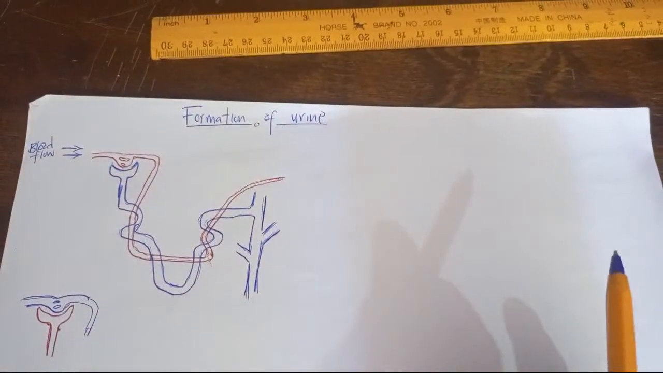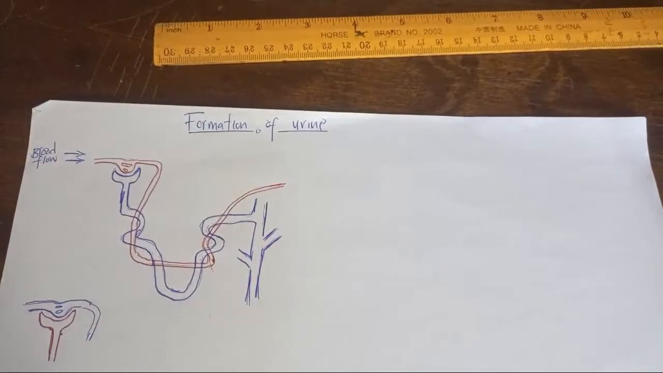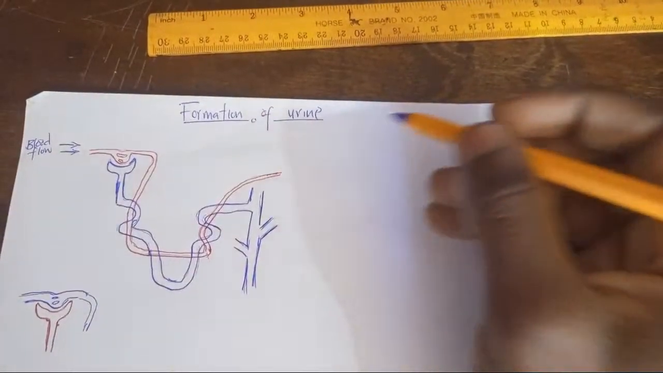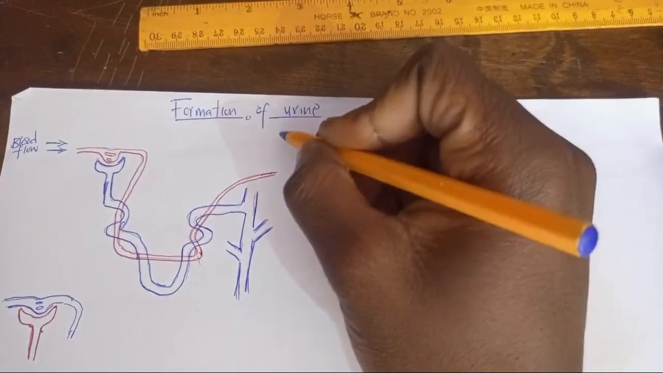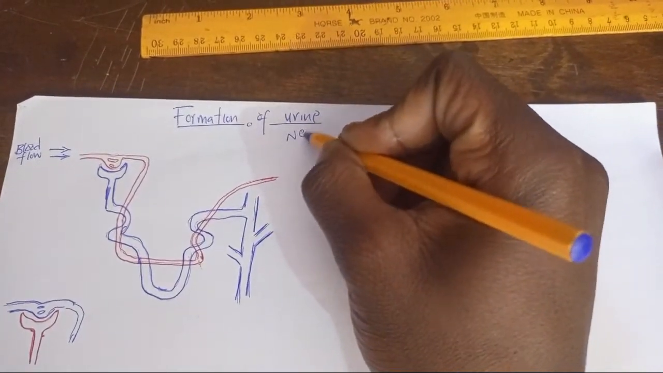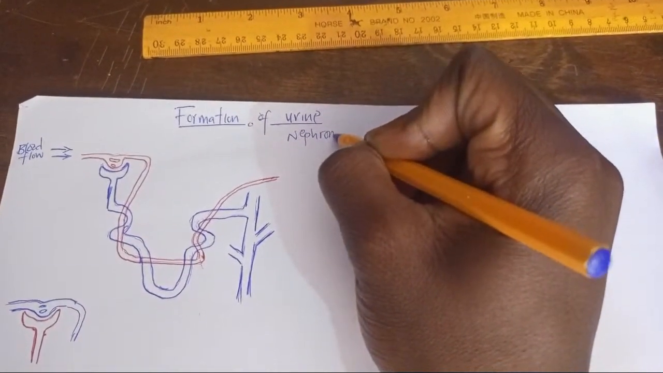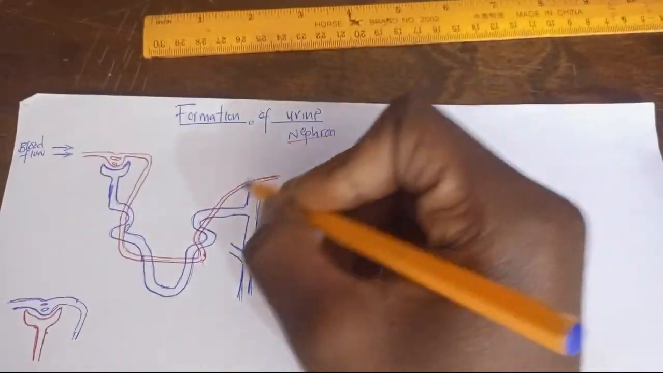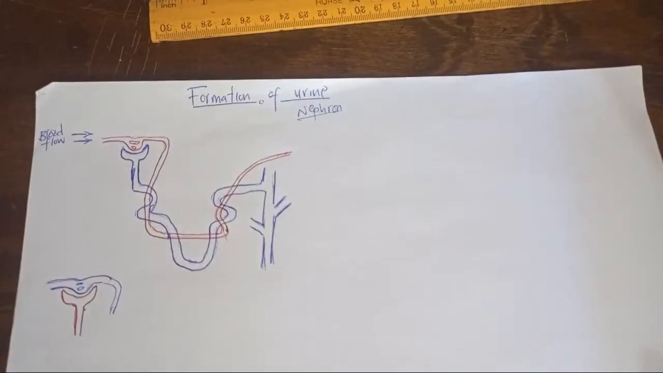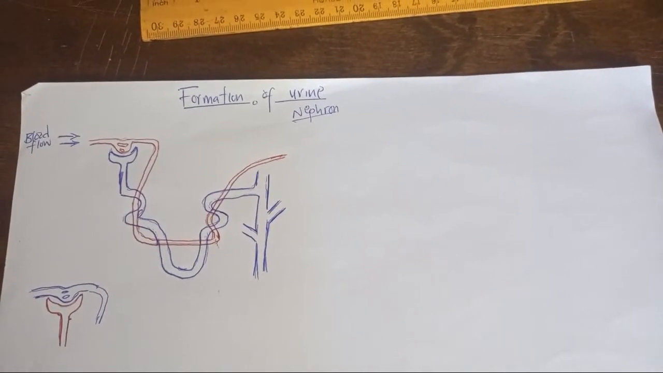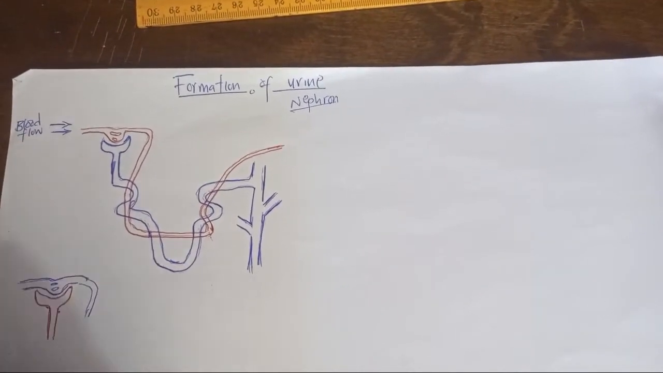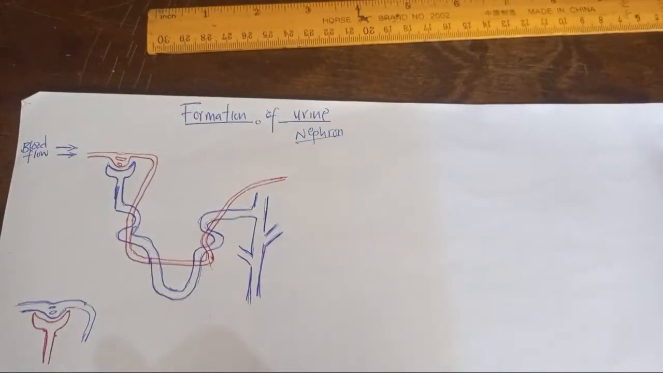So this process that you need to understand, the formation of urine, takes place in the basic functional unit of the kidney, which is called the nephron. So this is the structure of the nephron. The basic functional unit of the kidney is called the nephron, and this is its structure.